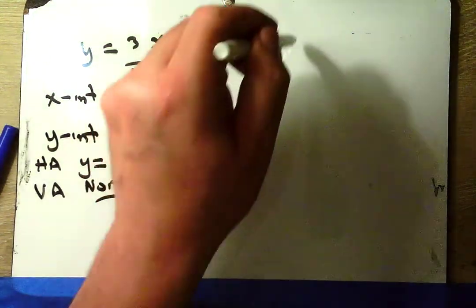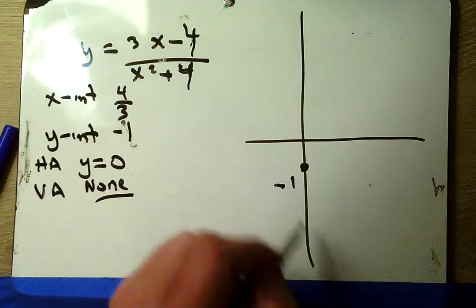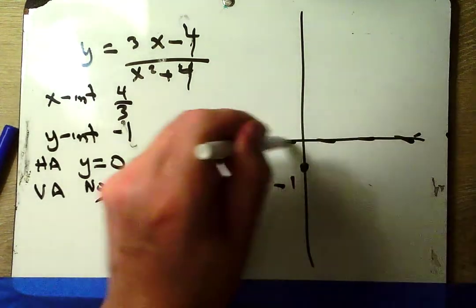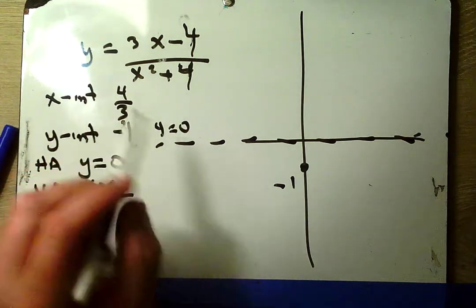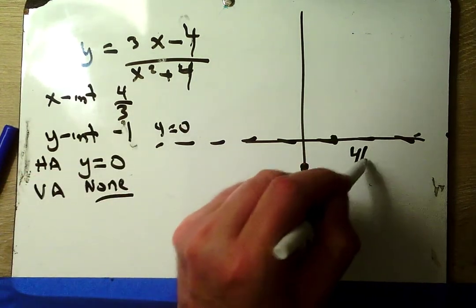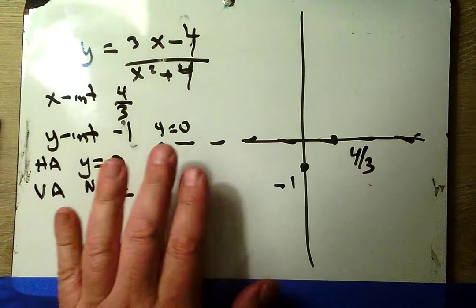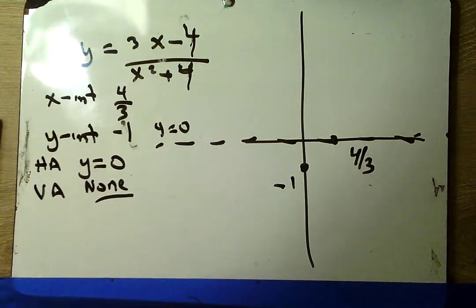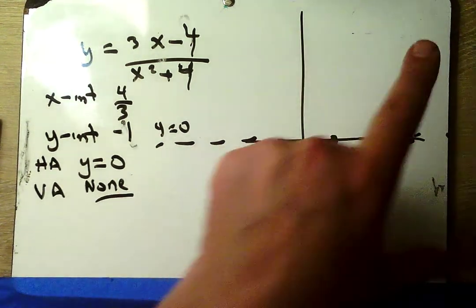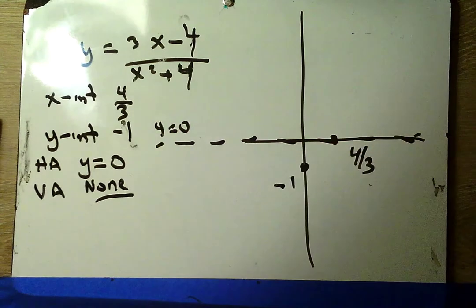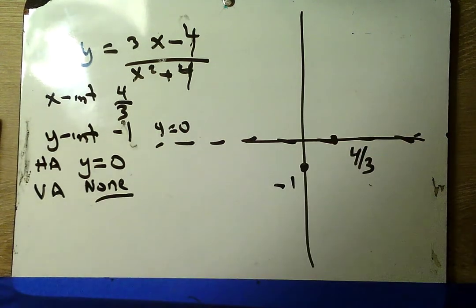Okay, so let's graph what we know. We know we have a y-intercept down here at negative 1. We know we have a horizontal asymptote here at y equals 0. We know we have an x-intercept over here at 4/3. And yes, it is okay to cross the horizontal asymptote with rational functions, not exponentials, but with rational functions, as long as we approach y equals 0 as x heads to infinity or as x heads to negative infinity.